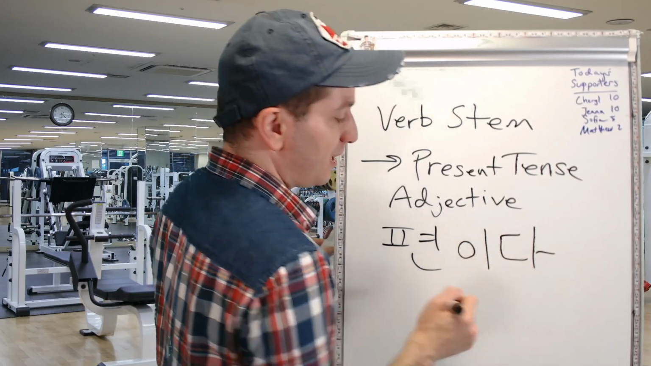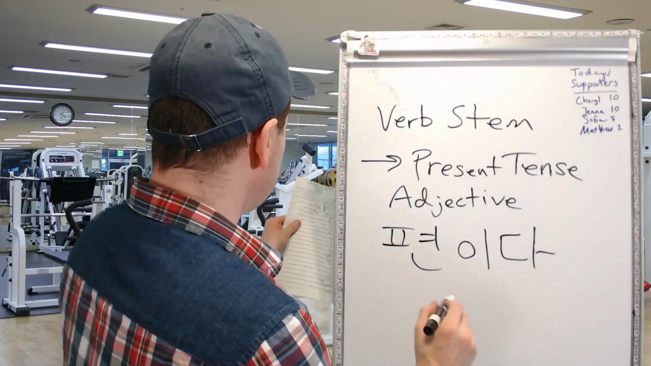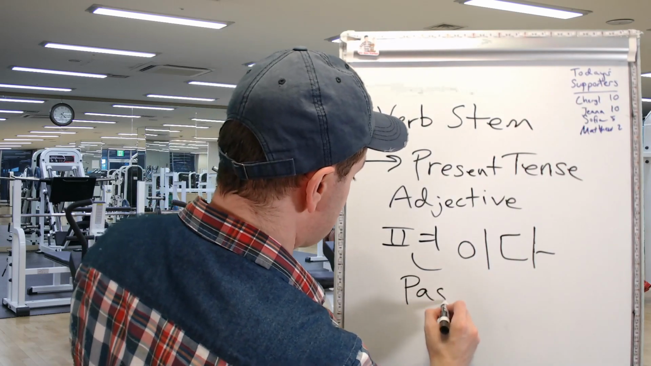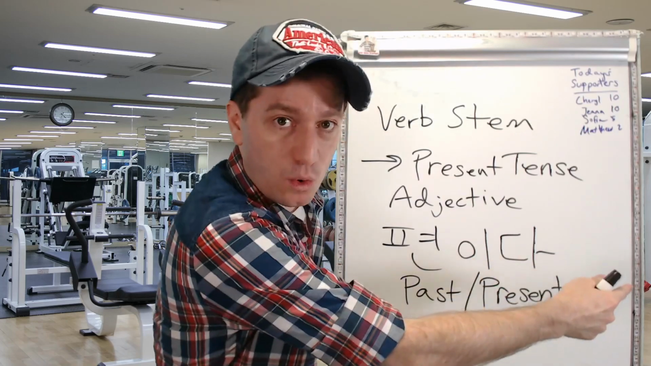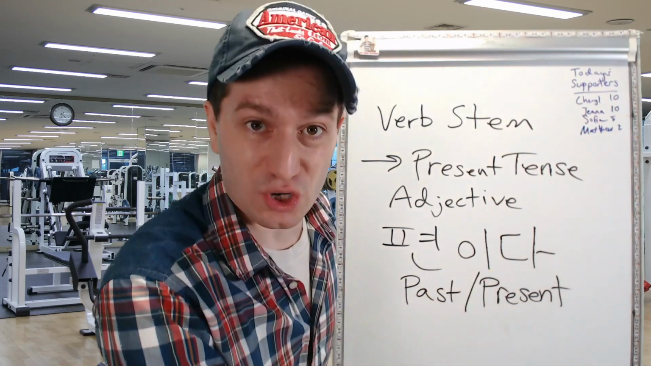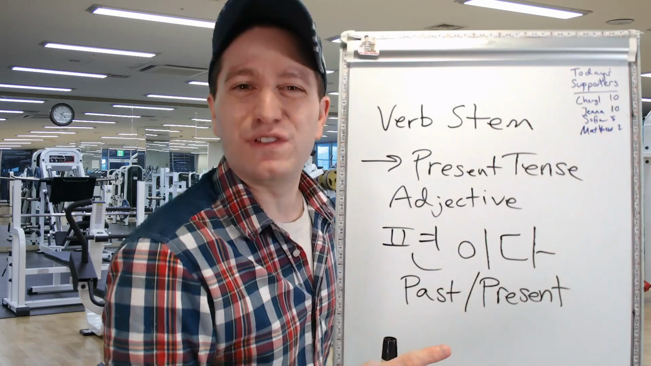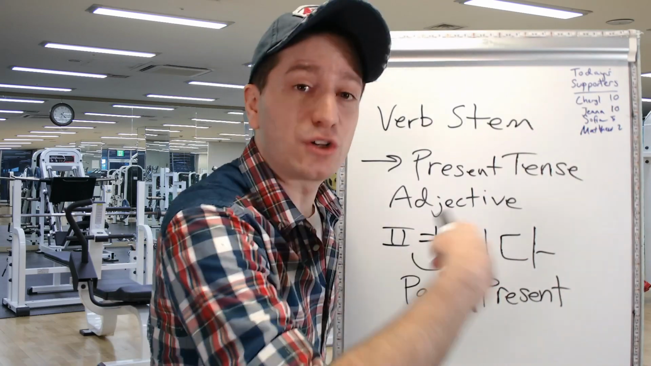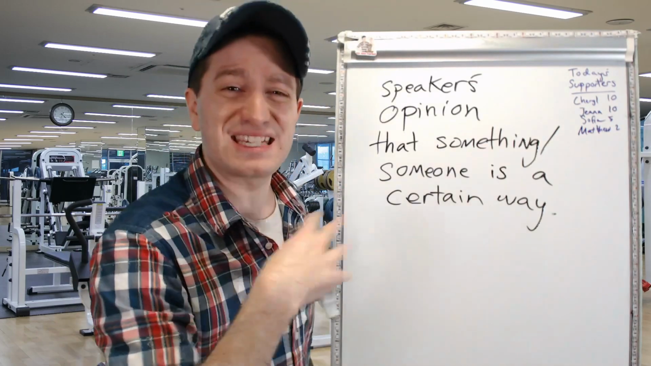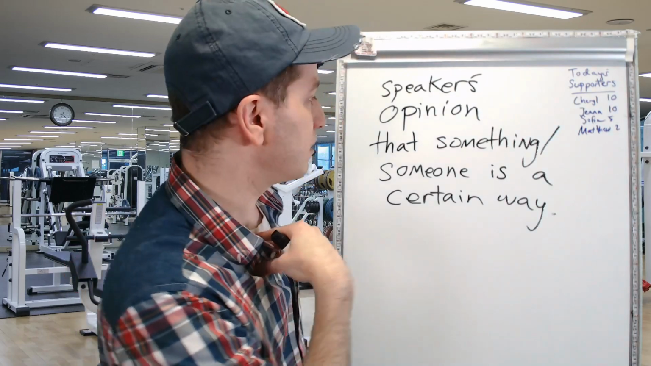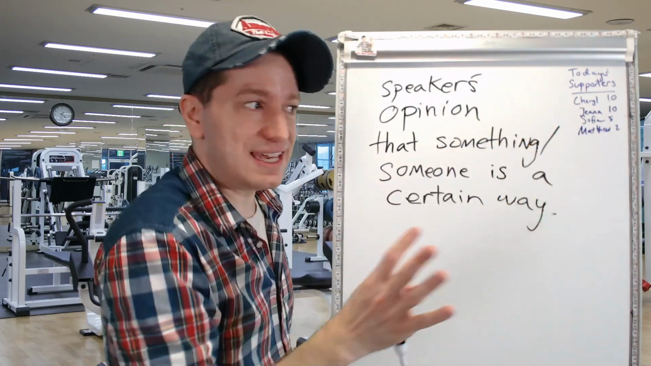Now this 이다 will be conjugated in either the past tense or the present tense. So it could be 편이에요 or 편이었어요, past tense, but it will never be future tense. It's not going to be 편일 거예요. This form is used subjectively. 편이다 is used to state your opinion, the speaker, to say that person or that thing is a certain way.